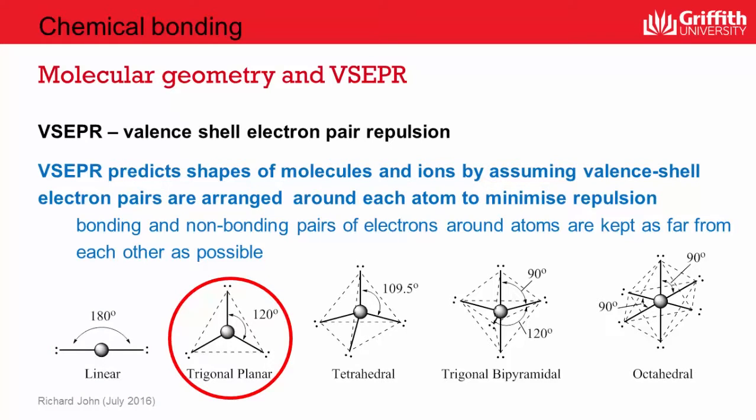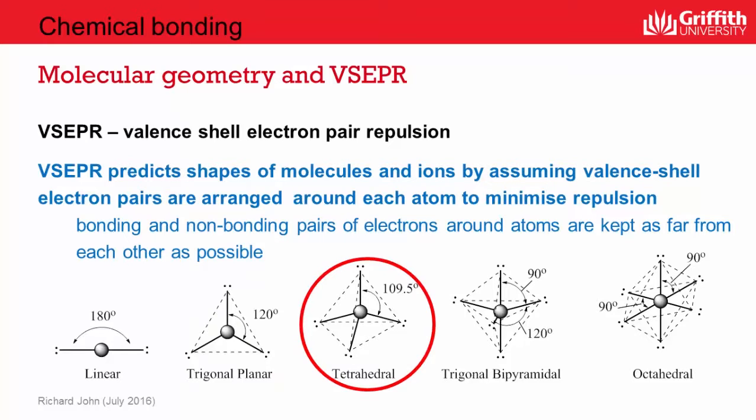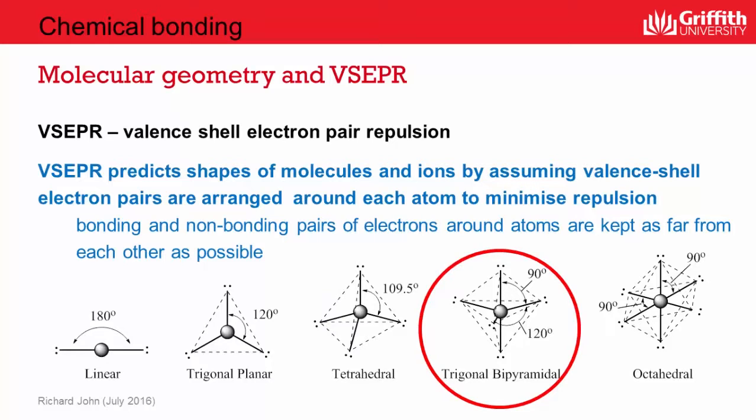When three pairs of electrons surround a nucleus, they will arrange themselves in a plane towards the corners of an equilateral triangle. The resultant shape is referred to as trigonal planar, and the angle between the electron pairs is 120 degrees. Four pairs of electrons around an atom lead to a tetrahedral shape, with the angle between the electron pairs being 109.5 degrees. When five pairs of electrons surround an atom, three of them are arranged in a trigonal plane, with the angle between each being 120 degrees. The other two pairs sit above and below the plane at an angle of 90 degrees from the trigonal plane.